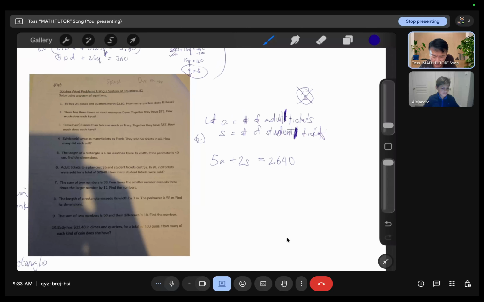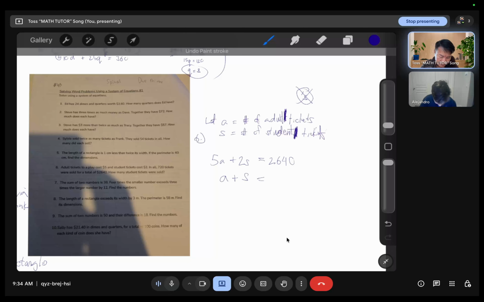Second equation, all of them together. How will you write it? Would it be A plus S equals 270? Yeah, that's it.